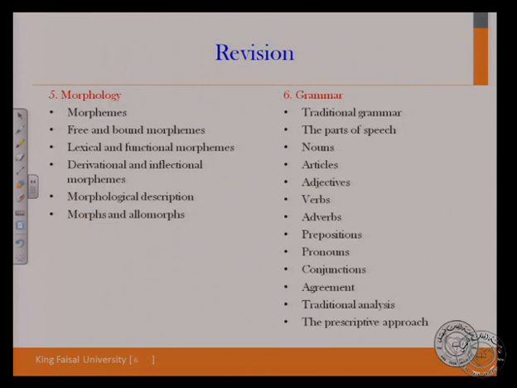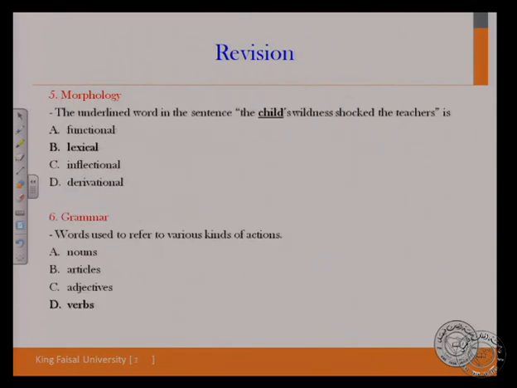In chapter 5, which was about morphology, and chapter 6, which was about grammar. From 5, I have selected a question. The underlined word in the sentence, the child's wildness shocked the teachers. Now, the word child alone, without the 's', is it functional, or lexical, or inflectional, or derivational? And of course here the word child is considered as lexical.